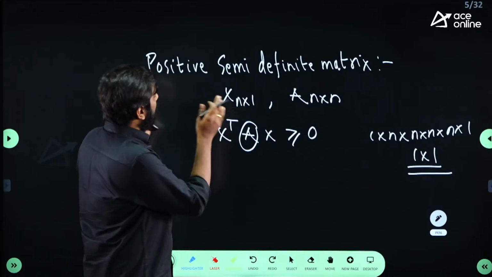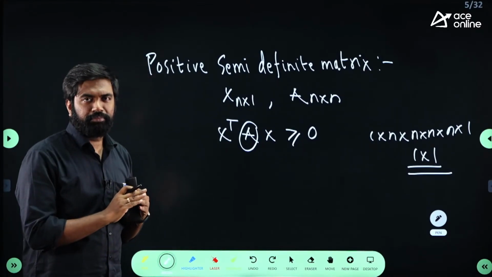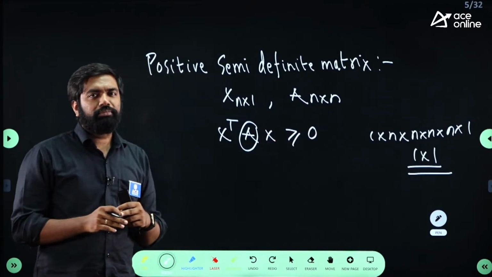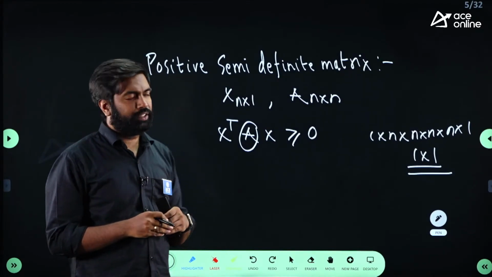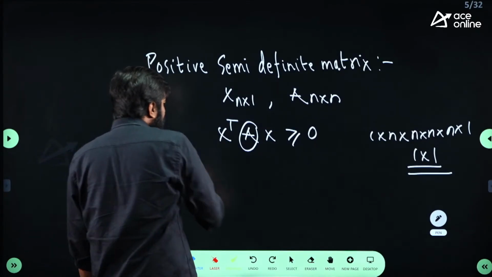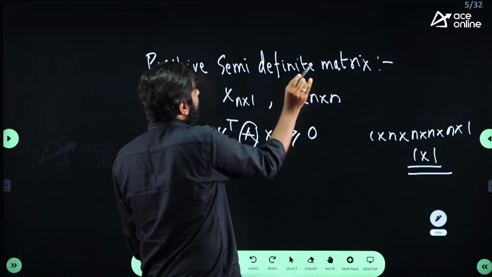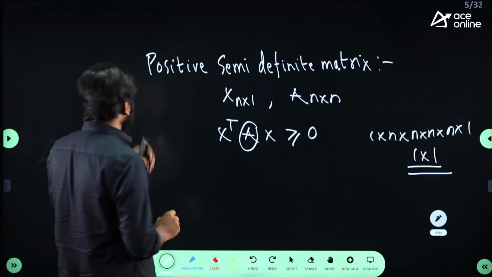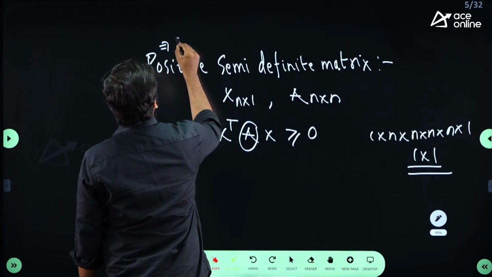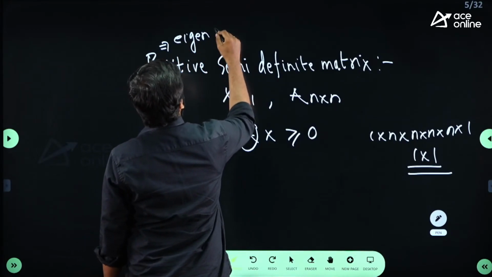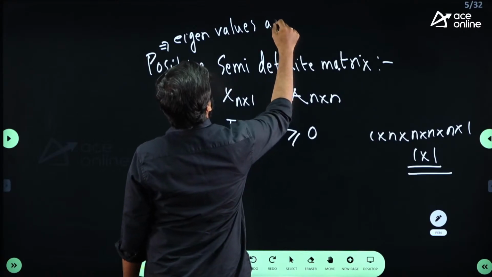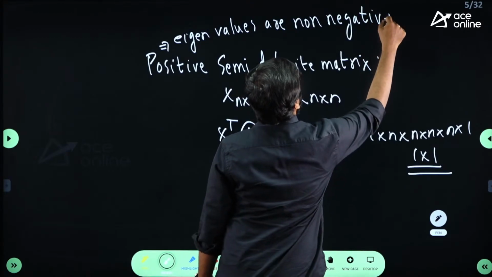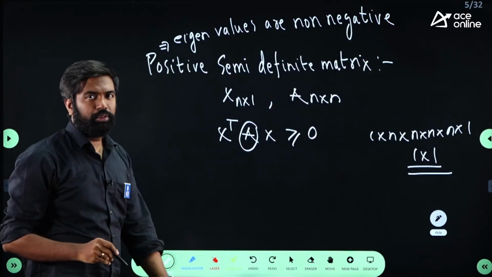Now this is for all n cross 1 vectors X. For any n cross 1 vector X, you must get this greater than or equal to 0. That will be a positive semi-definite matrix. So what next now? The consequence of this is, if a matrix is positive semi-definite, all of its eigenvalues are non-negative. So the property of this positive definite matrix is that eigenvalues are non-negative. That means they cannot be negative. Either they are 0 or greater than 0. So you have to check this.